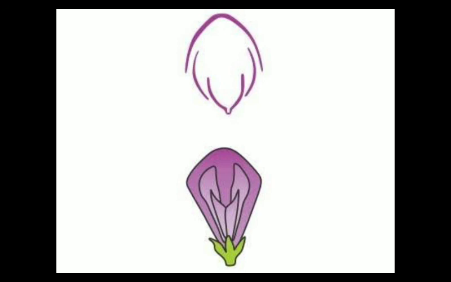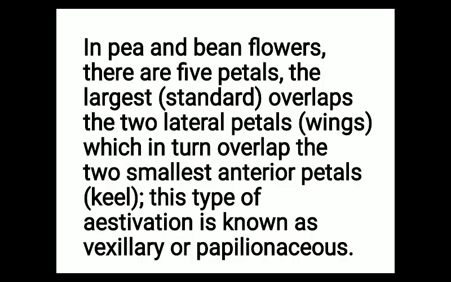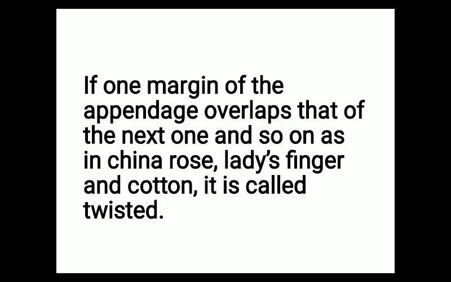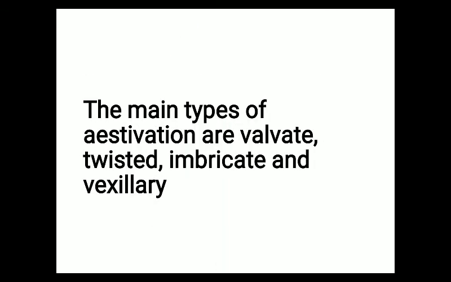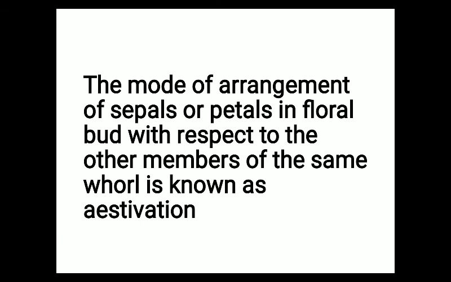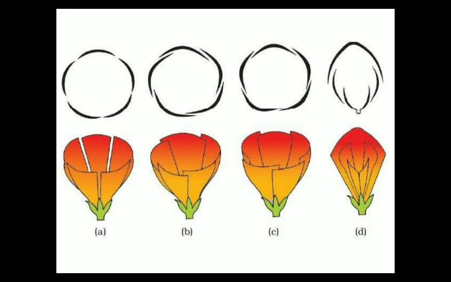So once again we will revise what is estivation and what are the different types of estivation. How can we define estivation? The mode of arrangement of sepals or petals in floral bud with respect to the other members of the same whorl. It means the position of one individual petal or sepal with respect to the other petals or sepals in the whorl. So this arrangement is known as estivation, and there are four different types of estivation: valvate estivation, twisted estivation, imbricate estivation, and vexillary estivation.